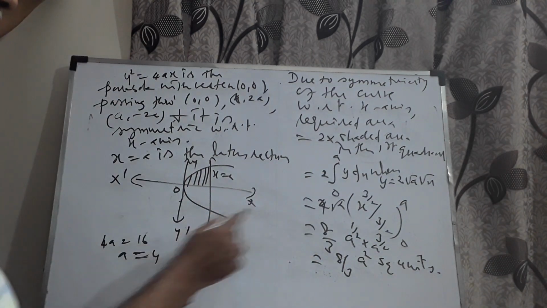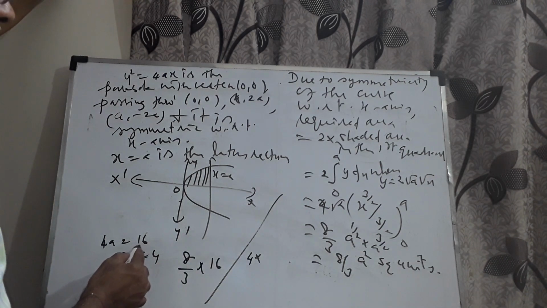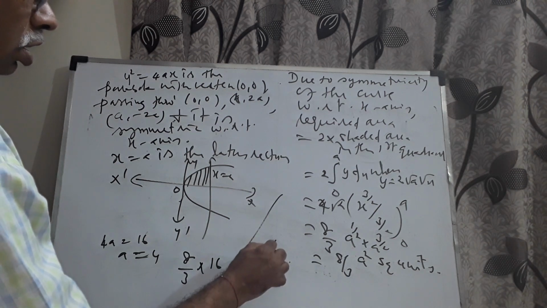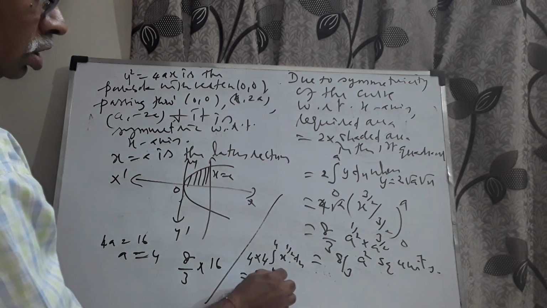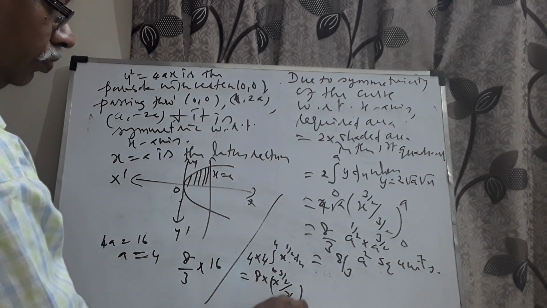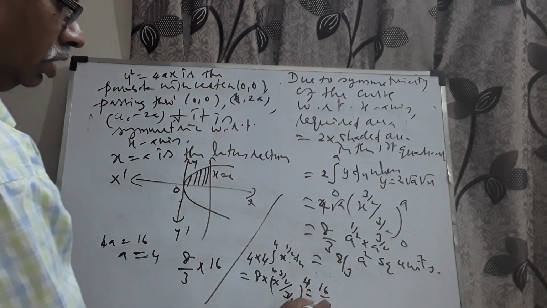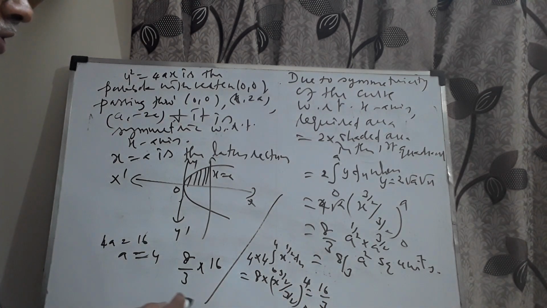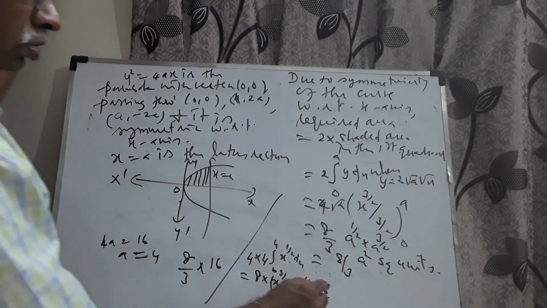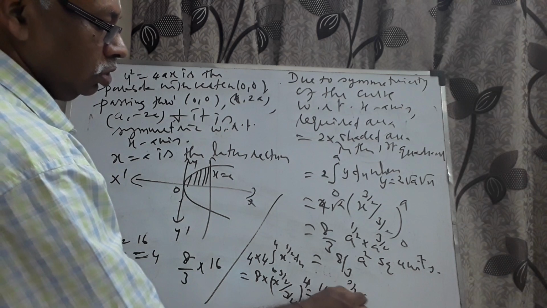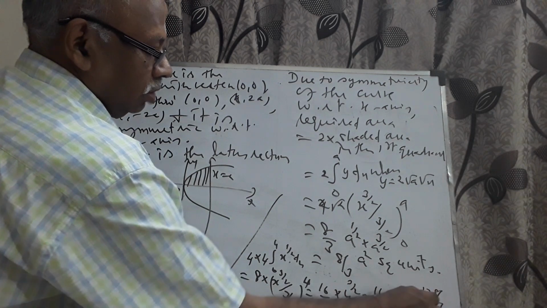Here the integral part will vary. 4 into root 16, which is again 4, integral 0 to 4 x power half dx. Now 4 into 2 is 8, into x power 3 by 2 by 3 by 2, from 0 to 4, which is 16 by 3 into 4 power 3 by 2, which is anyway 8. 16 by 3 into 8, which is 128 by 3 square units.